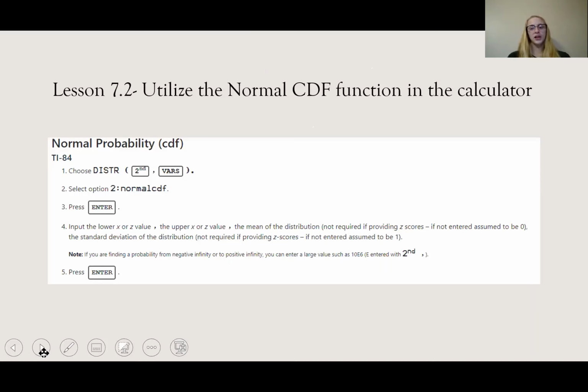All right, so for this lesson, we can utilize the normal CDF function in the calculator, and it will make your life a lot easier. You won't have to work out as much by hand, so I would suggest using this. Here are the directions for the steps of how to use it on a TI-84, and it's very similar for a TI-83 Texas Instruments calculator. If you have other calculators, they should do this too, as long as they're a scientific calculator. The process might just be slightly different. So I'm going to explain in these problems how to plug them into your calculator, so that hopefully that will help you to understand.